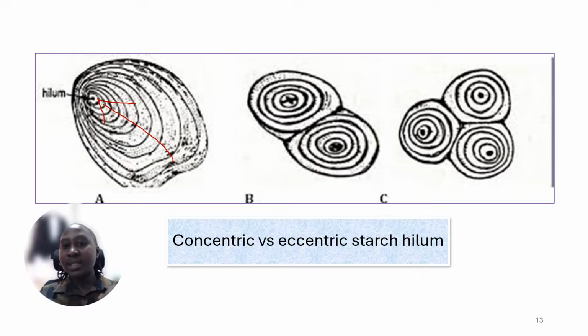For example, in starch grains, these are centric hilum. They are centric starch grains, but they are compound. These are centric, but they are compound. So now you understand when I say that there are two main types, the centric and the eccentric. This being compound may be centric or eccentric, but they occur in multiples.